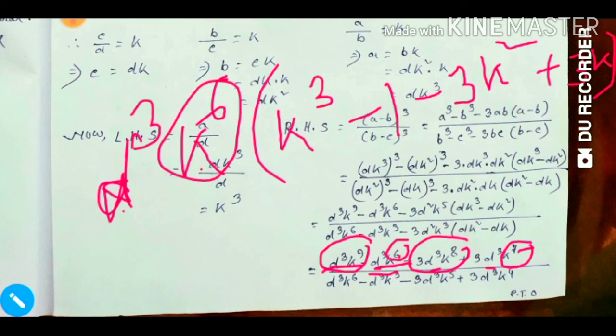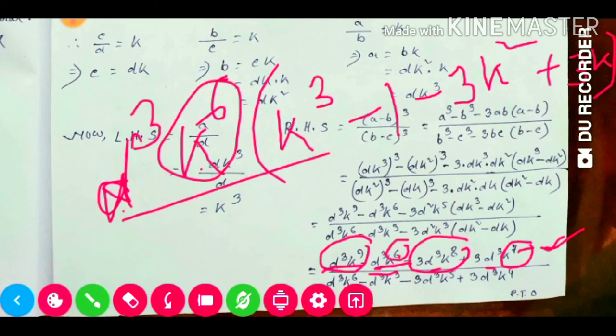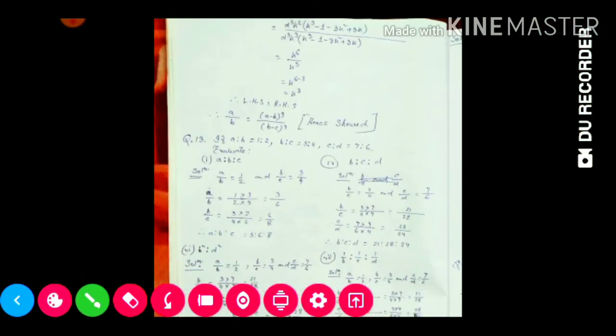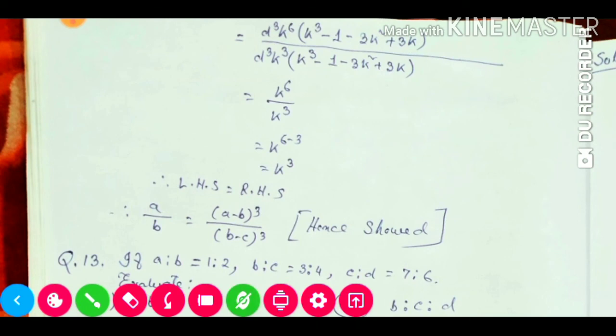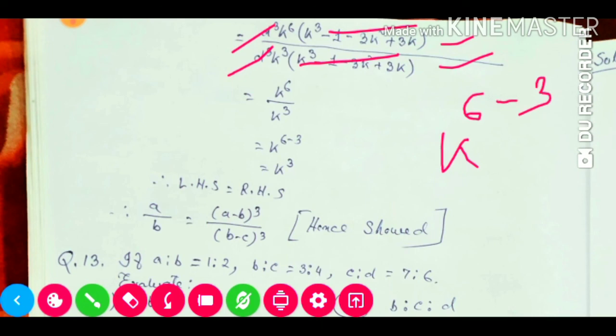So like this, from the numerator we will take common, and from the denominator also we will take common. So after taking common we will get like this. So from here you will see dq is the same, so we will cancel this one, and this part is the same, so this one will be cancelled. So numerator will be k6 and down will be the denominator k cube only. Then this one is division and our base is the same, k base is the same, so power will be subtraction, so 6 minus 3 is equal to 3.